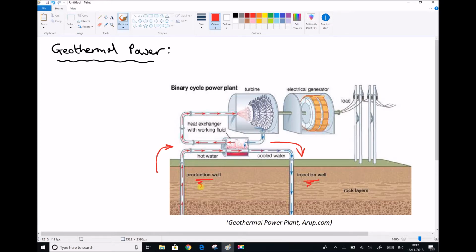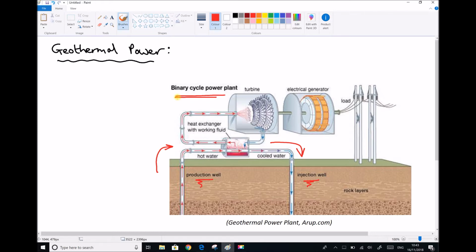The problem is that water or steam isn't going to have sufficient energy or enthalpy in order to drive a turbine. So instead we use something called a binary power plant. And in a binary power plant, the hot water is going to transfer its energy to a different working fluid. And these working fluids are typically hydrocarbon gases such as butane or pentane. Now, the reason we can use those gases is because they boil and evaporate at much lower temperatures. So our hot water is going to transfer heat energy to our working fluid.